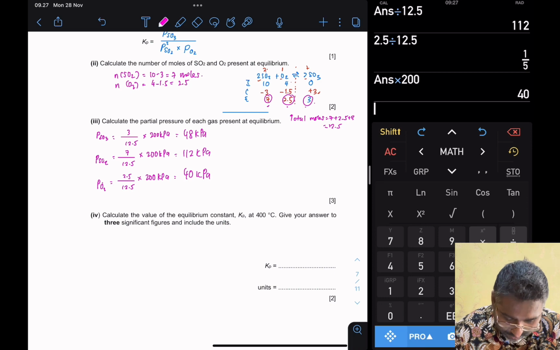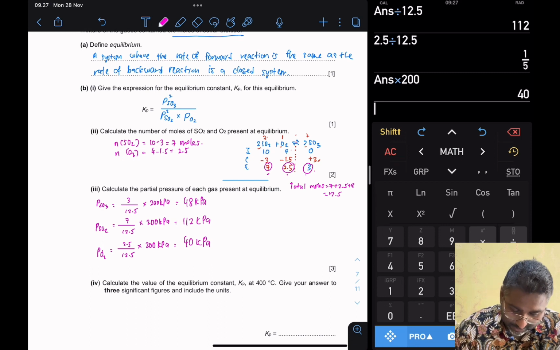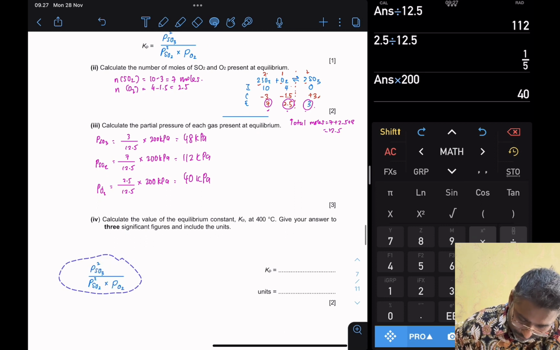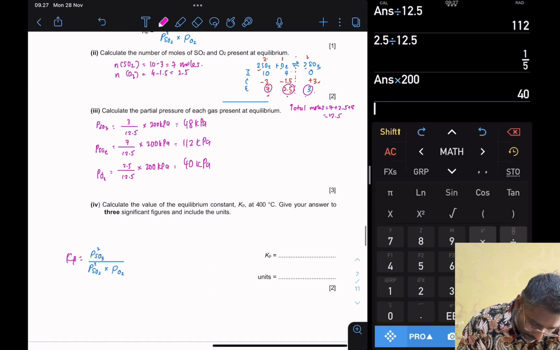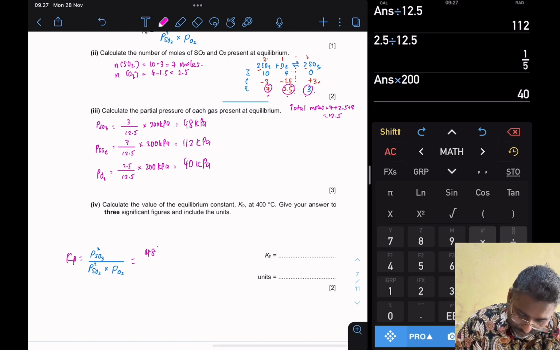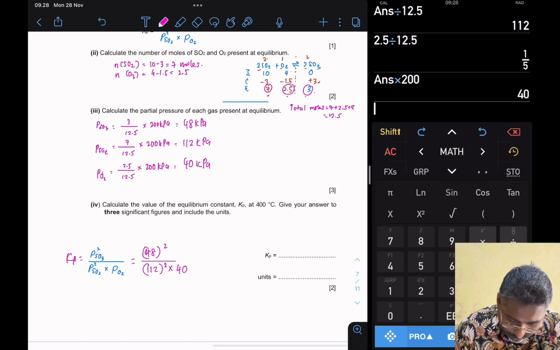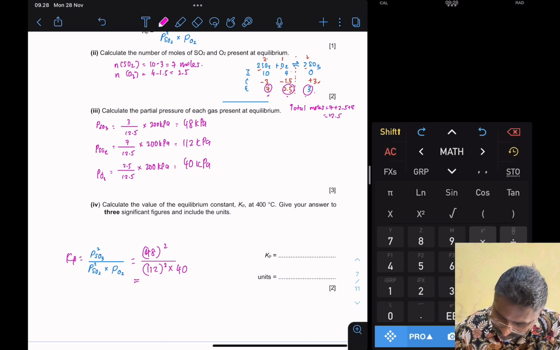So these are the partial pressures for each of the gases, and then they ask you to calculate the value of the equilibrium constant. You just need to bring this entire thing, so I'll just copy and paste it over here. So this is our Kp. I just need to put the partial pressures in. So this one is going to be 48 to the power of 2 divided by SO2 is 112 to the power of 2 times O2 is going to be 40.